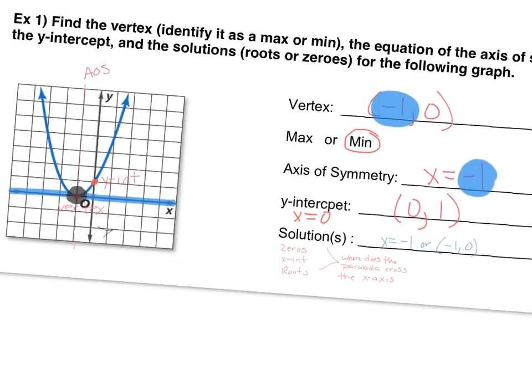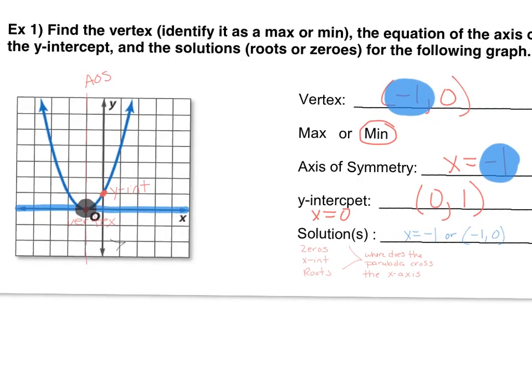All right, so just a quick recap. Vertex will be your highest or lowest point. It's either going to be the max or the min. It's always in coordinate point form. Axis of symmetry, where it cuts the parabola in half, will always be x equals, and then these two values should be the same. Y-intercept is just where it crosses the y-axis. It has the rule of this, so it'll always be 0 and whatever number it's crossing at. And then solutions: where does it cross my blue highlighted line, the x-axis? In this case, it's touching at -1, or -1, 0.